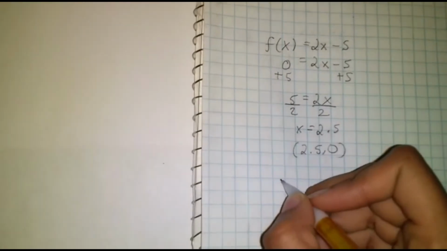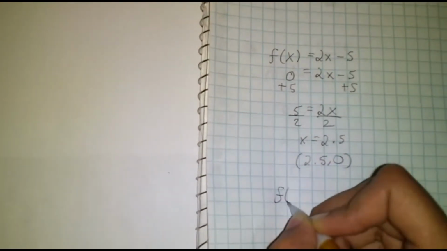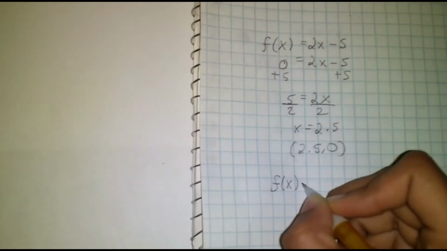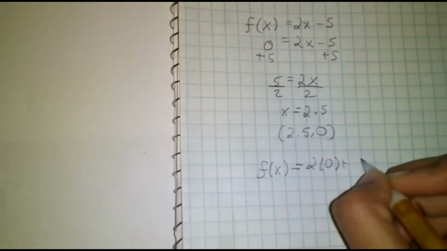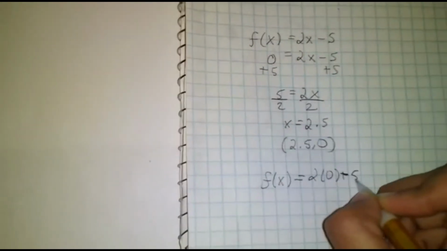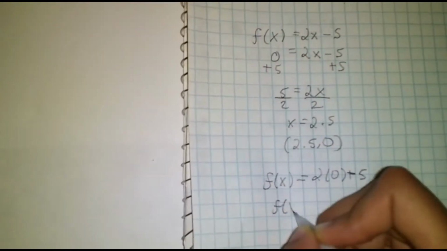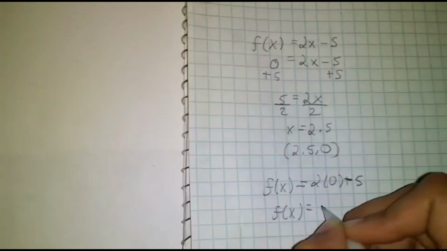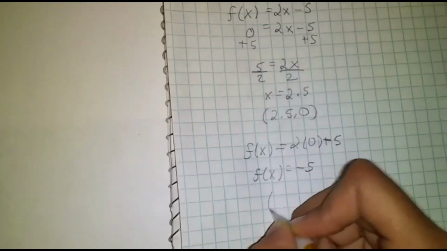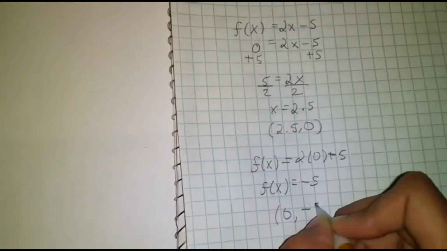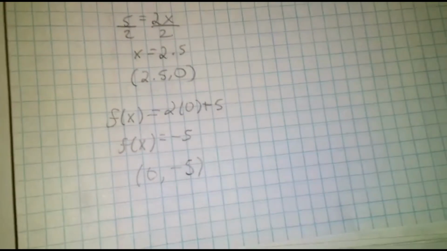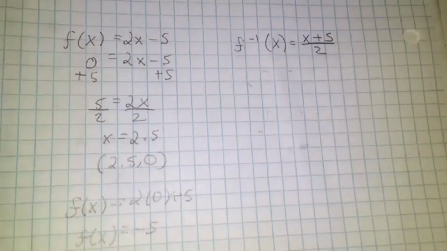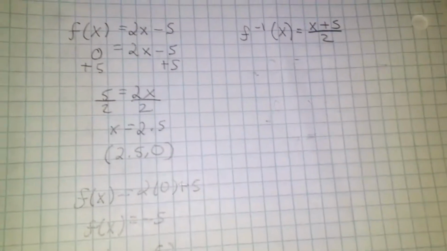In order to find the y value, set x equal to 0, and this would give you -5. Now you would repeat that same thing for the inverse of the function. Now you can find the coordinates that cross the x and y axis by following the same process for the inverse function.